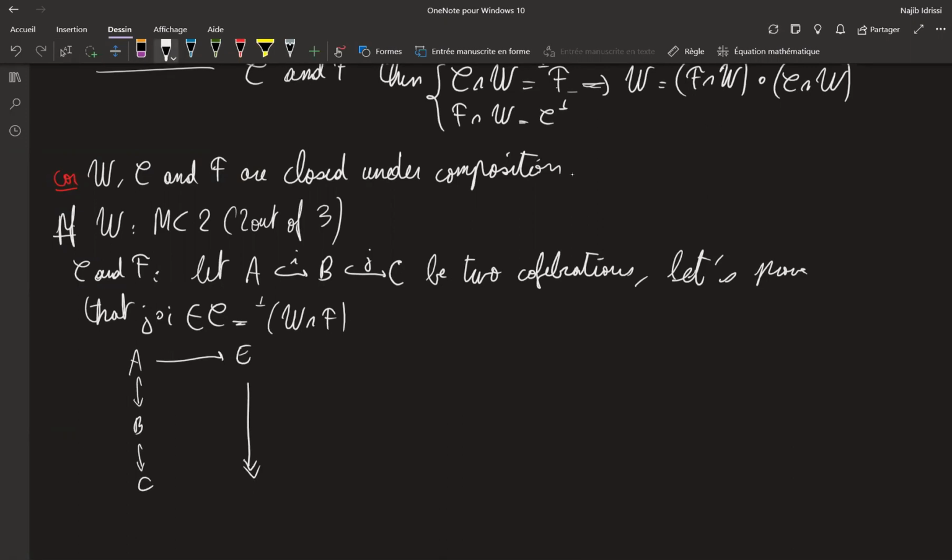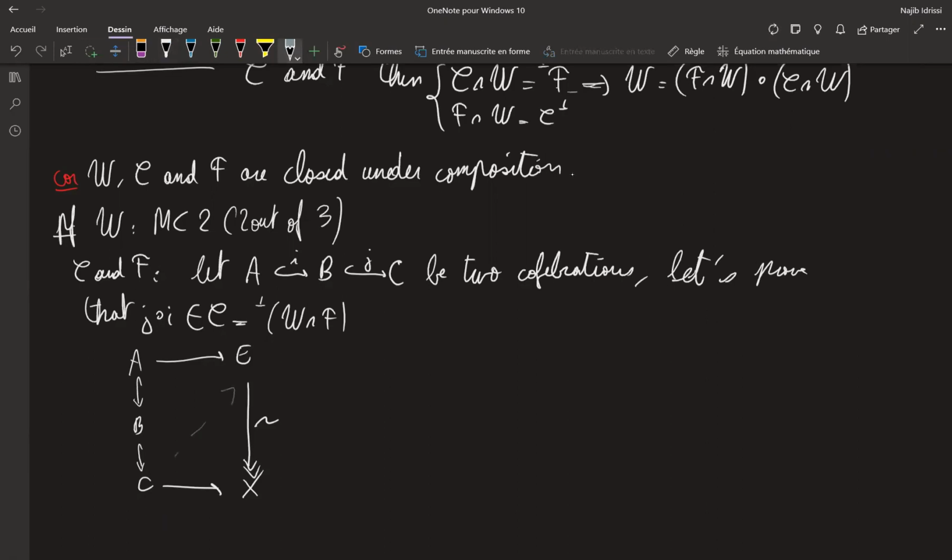Maybe not B here, X. So you take an acyclic fibration and you want to check whether there exists a lift like this. And if you can do this all the time, then it proves that this map here is a cofibration because it can be lifted against any acyclic fibration.